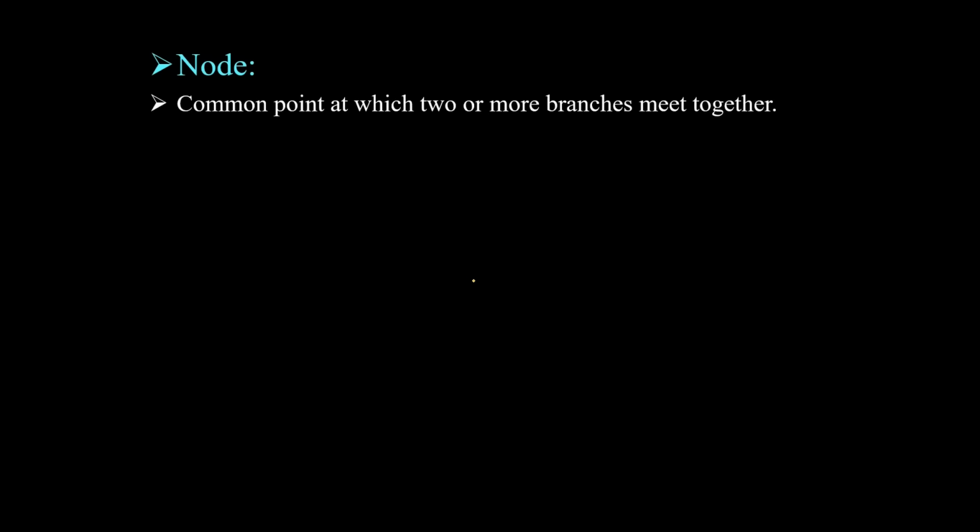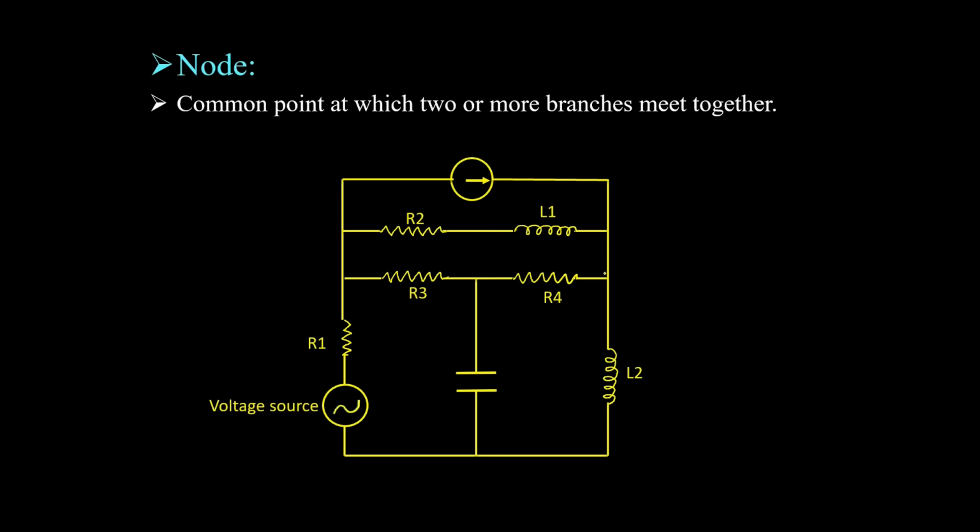Then what is meant by a node? A common point at which two or more branches meet together. In the same network, the common point at which two or more branches meet together is called a node. A node can also be defined as wherever the current has different paths to flow. Now let us see where we can consider nodes in this particular network.